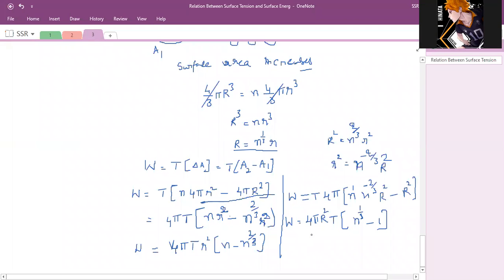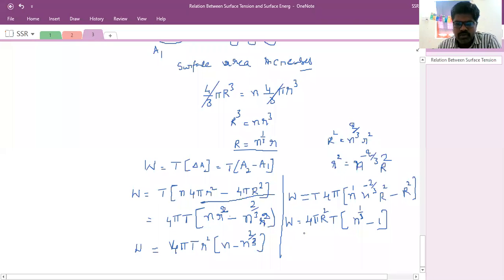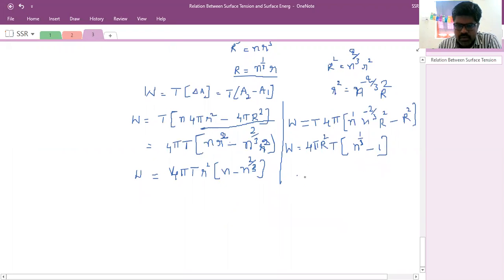Yes, sir. Right. Now this also you can write in terms of volume of drop. Suppose we know volume of drop is V is equal to 4/3 pi r cube, 4/3 pi capital R cube. Now you can write 4 pi R square in terms of volume. That means 3V is equal to 4 pi R cube. That means 3V by R is equal to 4 pi R square. Then you can substitute here.